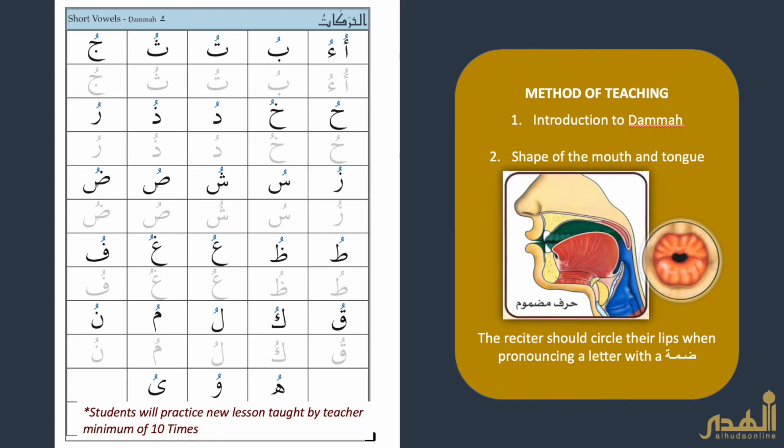Now let's move on to our Dammah. Okay, now Dammah is very interesting as well. Dammah is represented by this small little wow sign on top of a letter, and this indicates that it's the oo sound that will be added to the letters. Okay, so you go to the makhraj, and then you will round your lips, and then you will say the sound oo. Okay, now here, what is the position of our lips when we are saying the Dammah?